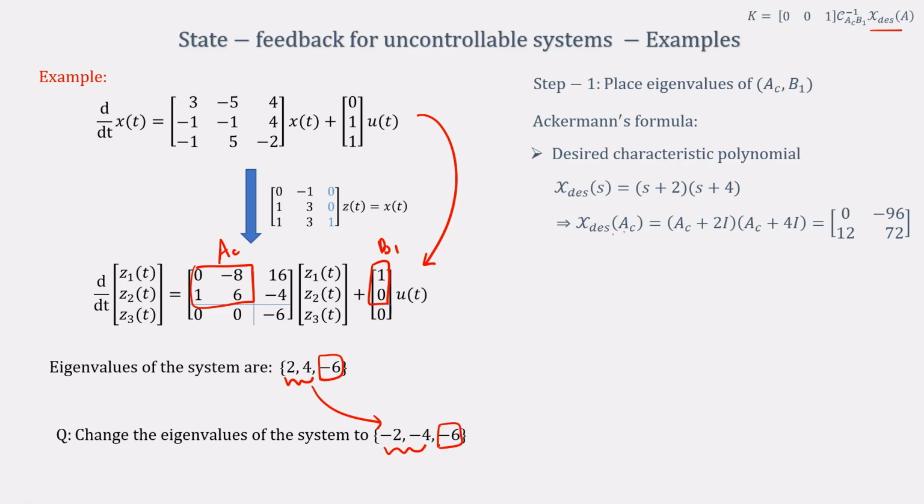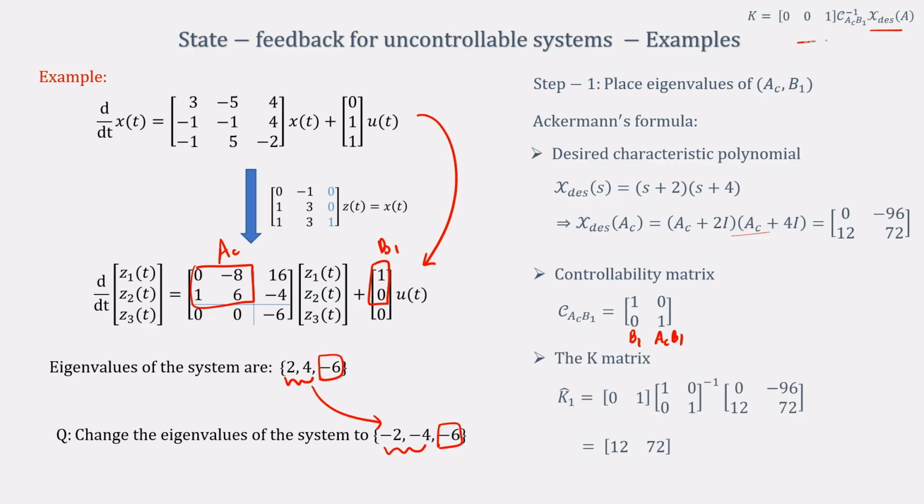Now, I have to find out chi desired of A_C. So, this is what it would be, you multiply it out, this is your chi desired of A_C. Now, what is the controllability matrix? The controllability matrix is B1, A_C B1, this is what you get, and once you have that, you use the formula that is given here. Using that formula, you will get this to be the solution.